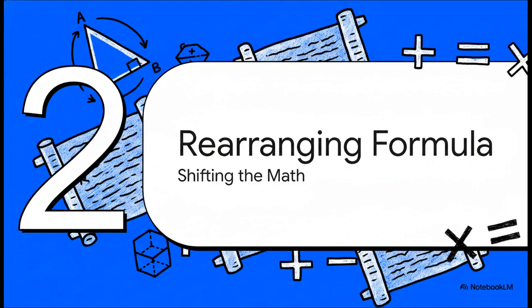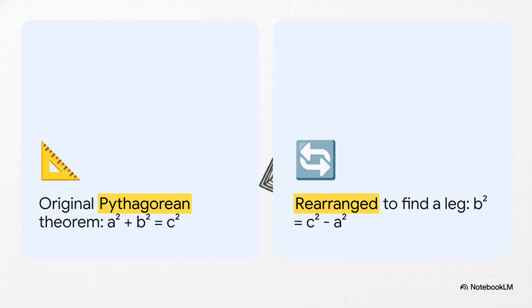Moving right along to Section 2. Rearranging the famous formula, shifting the math. The really interesting part of this source material is the algebraic shift. On the left side, we've got the classic, famous formula we all know, a squared plus b squared equals c squared. But look at the right side. If we want to solve for a leg, let's just call it b for now, we simply use our basic algebra rules to slide a squared over to the other side. That gives us b squared equals c squared minus a squared.